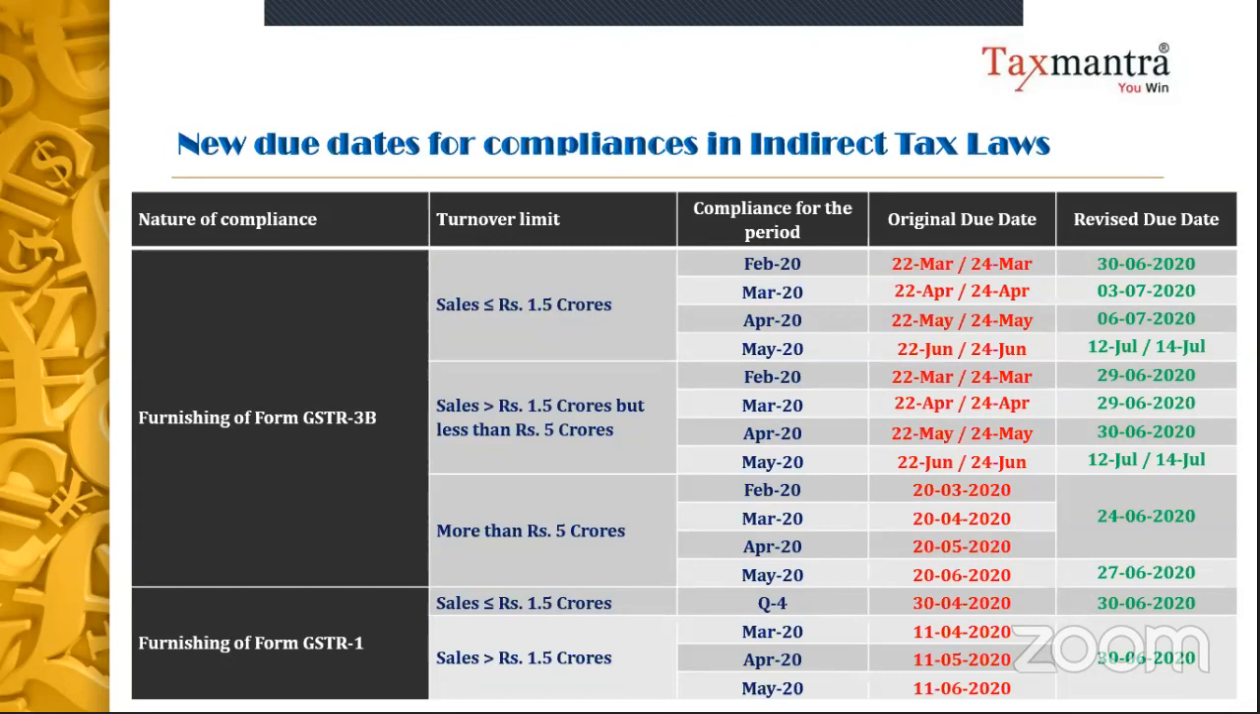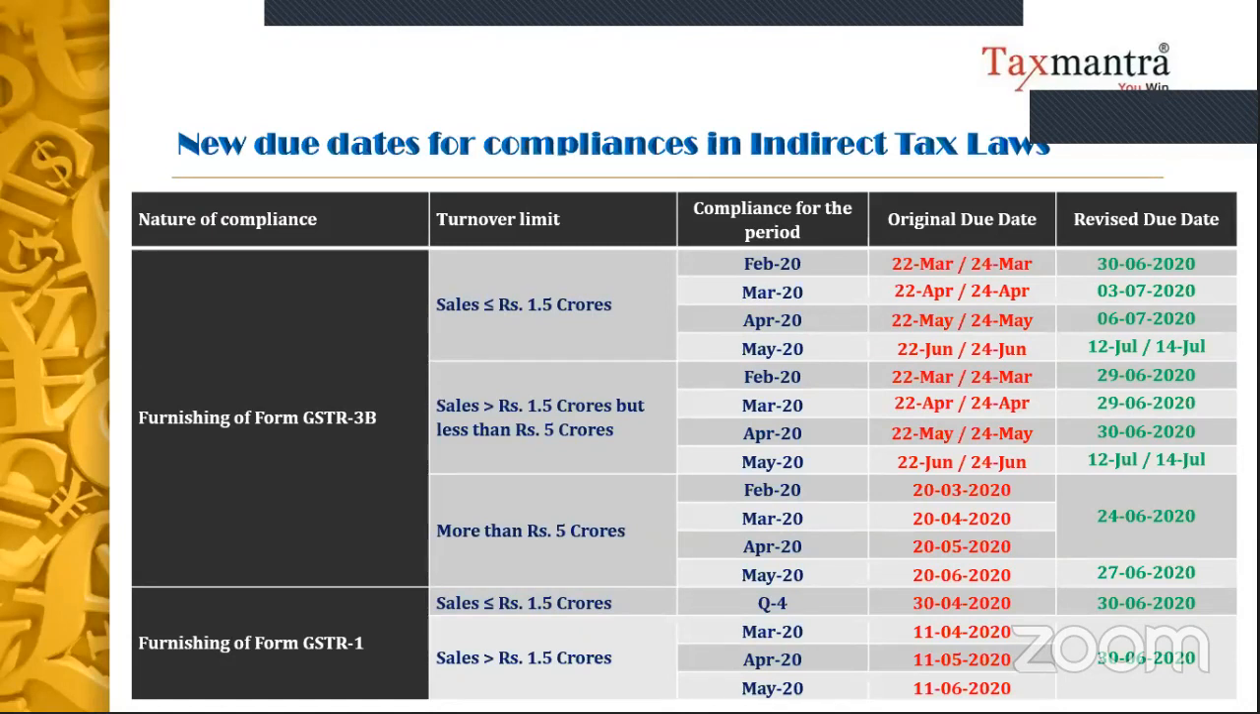If the taxpayer has turnover of more than 1.5 crore but less than 5 crore, their monthly GST 3B for the month of February, the earlier date was 22nd of March or 24th of March. Now it has been extended to the 29th of June. For the month of March, the earlier due date was 22nd of April or 24th of April. Now it has been extended to the 29th of June. In case of April, the earlier due date was 22nd of May or 24th of May, as the case may be. Now it has been extended to the 30th of June 2020.